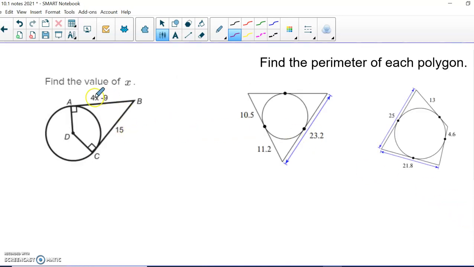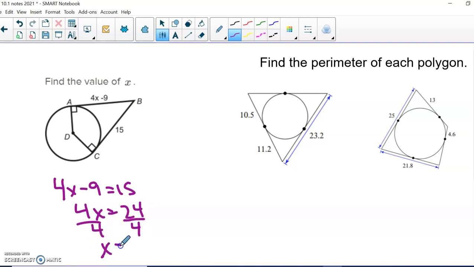Okay, the first thing they're going to show you is that these two segments are tangent to the circle. You can see that by the right angle symbol. And we're just going to set these equal to each other. So you have 4x minus 9 equals 15. Add 9 to both sides. You're going to get 24. Divide by 4. And it looks like x is 6.